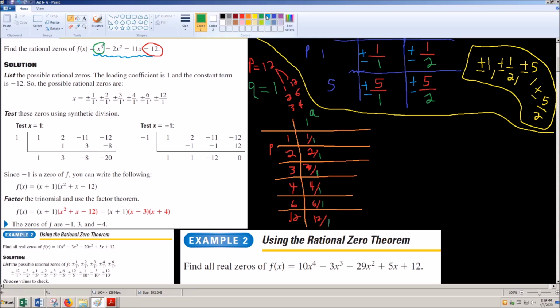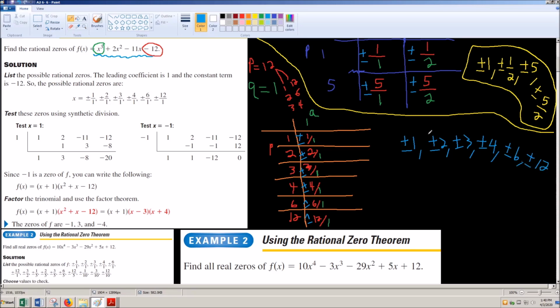Then I also want to include that for each of these, it's going to be plus or minus. So plus minus, plus minus, plus minus. Cool. So if I were to come up with a full list of these things, now I'd say I get 1, 2, 3, 4, 6, and 12.